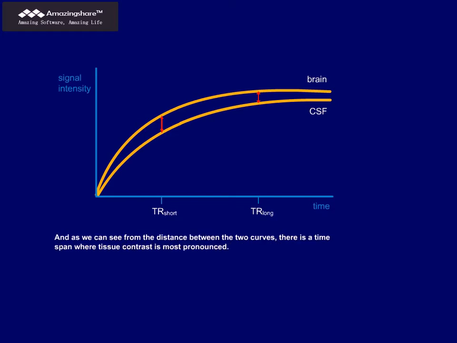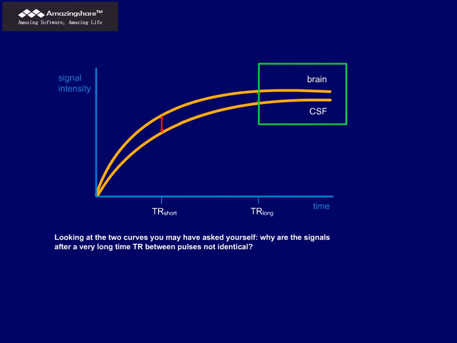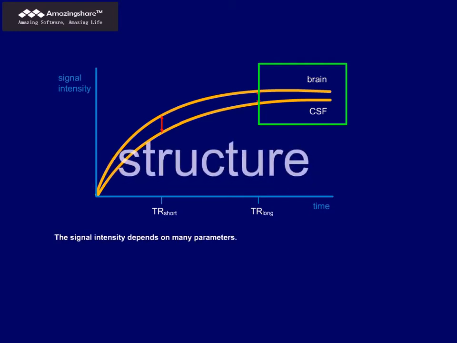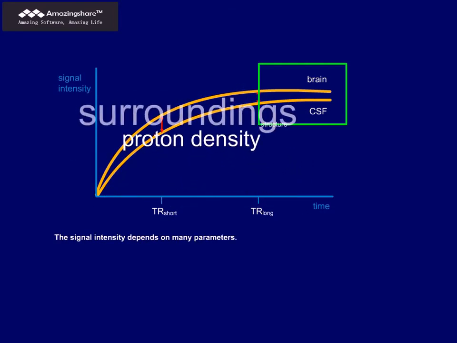And as we can see from the distance between the two curves, there is a time span where tissue contrast is most pronounced. Looking at the two curves, you may have asked yourself, why are the signals after a very long time TR between pulses not identical? We have heard the explanation already. The signal intensity depends on many parameters.